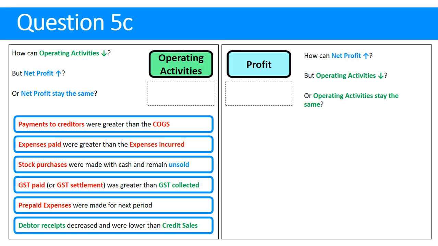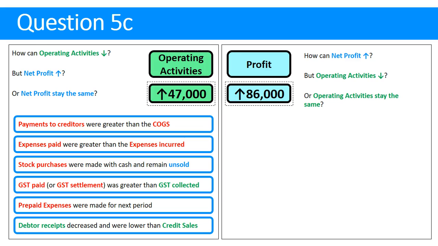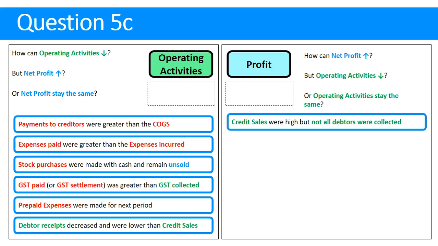Debtor receipts decreased and were lower than credit sales. So let's say we made credit sales of $86,000. Well, profit would go up by $86,000, but we did a bad job of collecting them. We only collected $47,000. Well, that would be an instance where our profit would end up higher than our operating activities. So they're all perfectly valid reasons we could go with. Let's have a look at the other side.